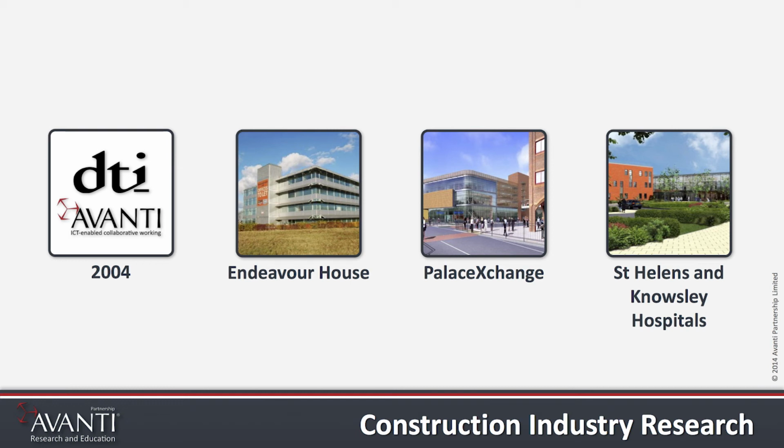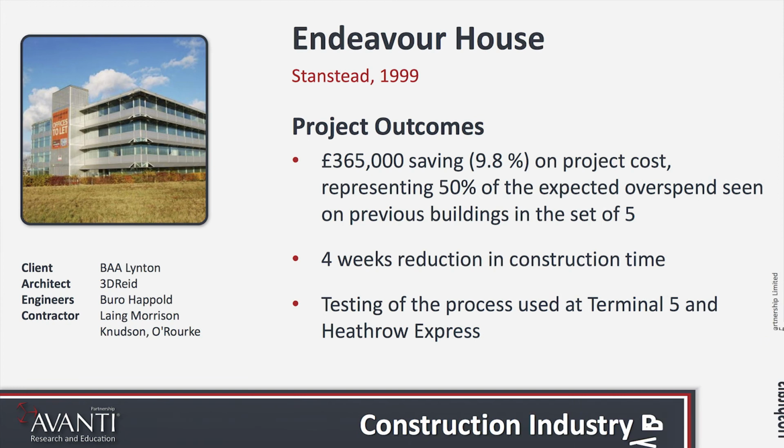The first of these was actually Endeavour House. This is a building at Stansted Airport, 1999. It was one of a series of 5 projects, once again pushed out by Egan. It was part of the Egan Challenge. And some of the outcomes of that project was £365,000 savings, around about 9.8% of the project costs, 4 weeks reduction in construction time, and it tested the processes at Terminal 5 and Heathrow Express.